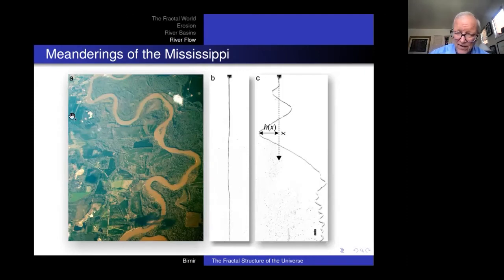Over time, it will meander over this whole surface, and the surface will get the fractal structure of the water flow, and then the river basins will inherit this fractal structure. So it all comes from turbulent water flow, and if we understand the scaling of turbulence, then we can understand the scaling of river basins and of the surface of the earth.